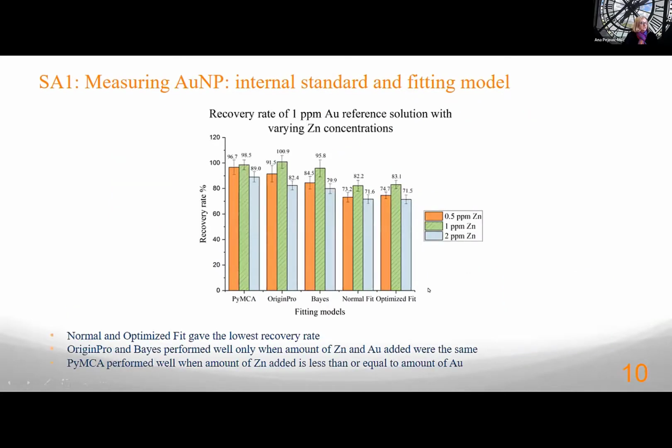Early on, we noticed that the amount of zinc present significantly affects the recovery rate of the system. And it became obvious that the normal fit and optimized fit built into the system are not providing, under any condition, analytically acceptable recovery rates. On the other hand, Origin Pro and Bayesian approaches were good only if zinc and gold amounts were the same, providing us an acceptable recovery rate. PyMCA performed superior to any, giving us an acceptable recovery rate in two conditions, which is when the zinc is less than or equal to the amount of gold; the deconvolution of the two peaks was achieved properly.